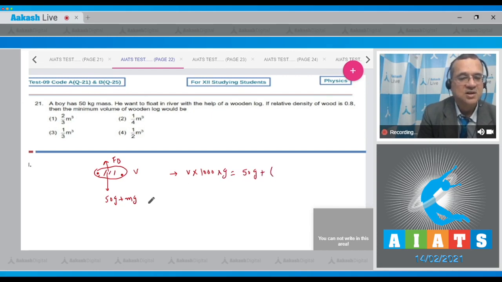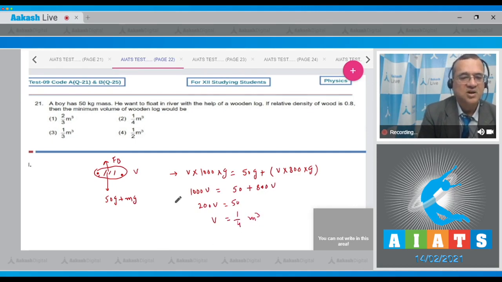The mass of the block is volume into density into g. So you have to solve this equation. Therefore 1000 into V is equal to 50 plus 800V. So 200V is equal to 50 and V is equal to 1/4 meter cube. So the correct option is the option second.